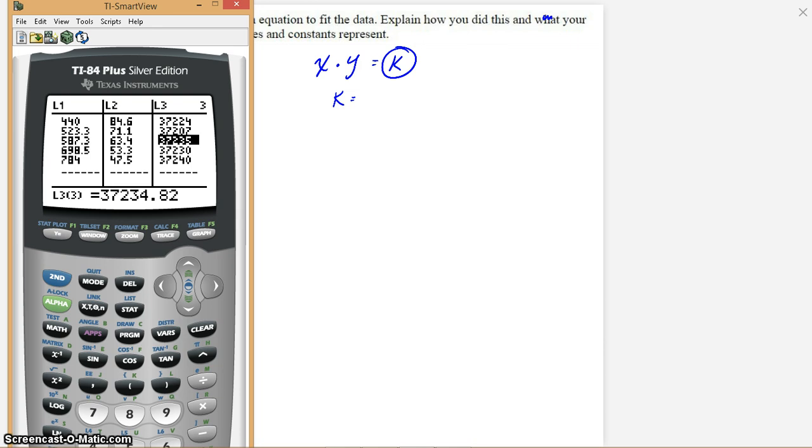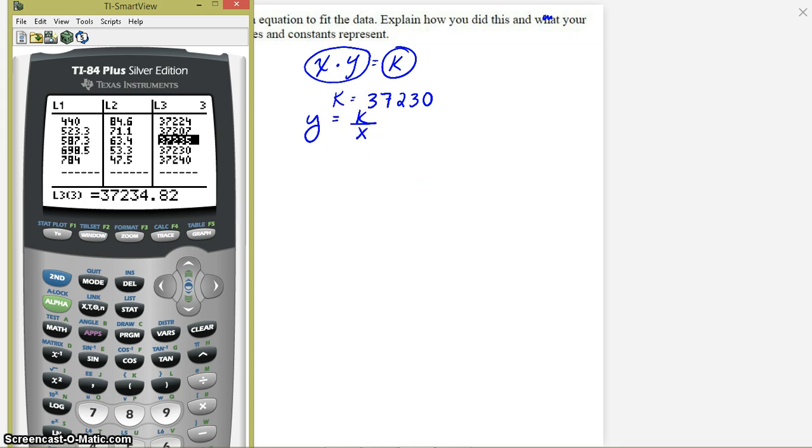37,230. So k equals 37,000, I think I was saying 32 earlier, it's hard for me to talk and write at the same time. 37,230 is the estimate I'm going to go with. So when I write my equation, you don't really want to write your equation as x times y, you want to write it as y equals. So I know the formula we learned earlier was y equals, and it's going to be your number over x.